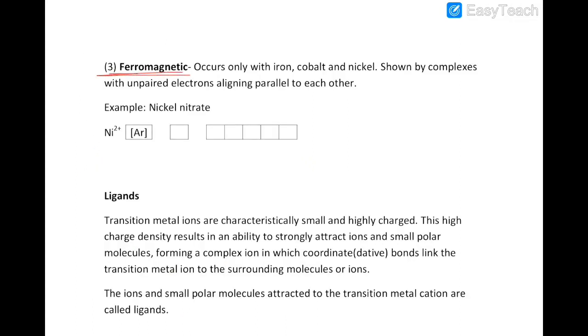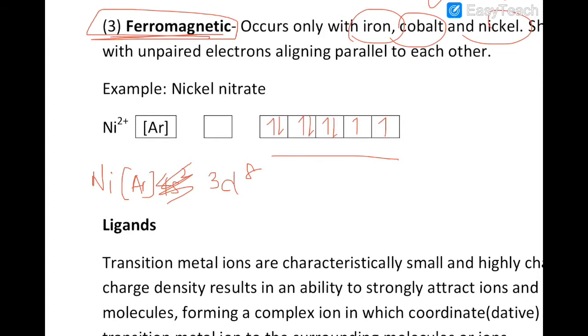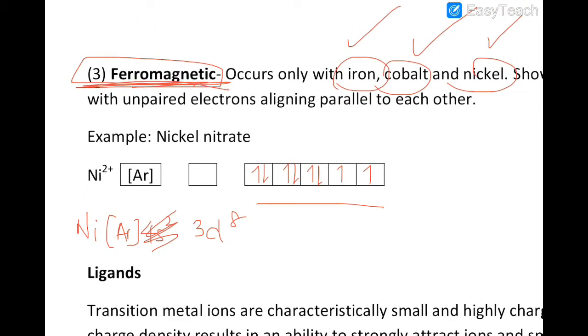But when you look at ferromagnetic, for you to remember ferromagnetic metals, you have to know the metal. So it's iron, cobalt, and nickel. You have to remember these three. These are the typical magnetic materials that you are familiar with. So let's see the configuration of nickel 2+. Nickel is actually [Ar] 4s2 3d8. So nickel 2+ is going to lose these 2 electrons. So 1, 2, 3, 4, 5, 6, 7, 8. Here you have a mixture of paired and unpaired electrons. So this is why I'm telling you that for ferromagnetic elements, you need to remember which ones they are: iron, cobalt, and nickel.